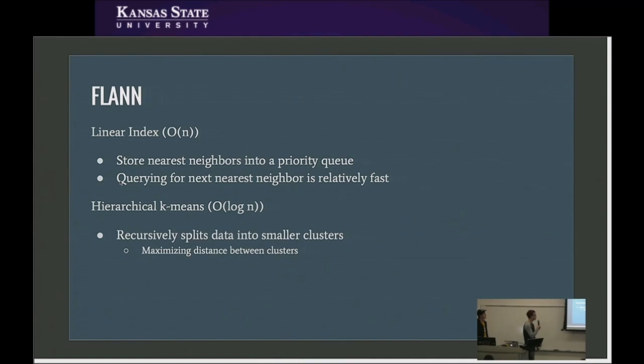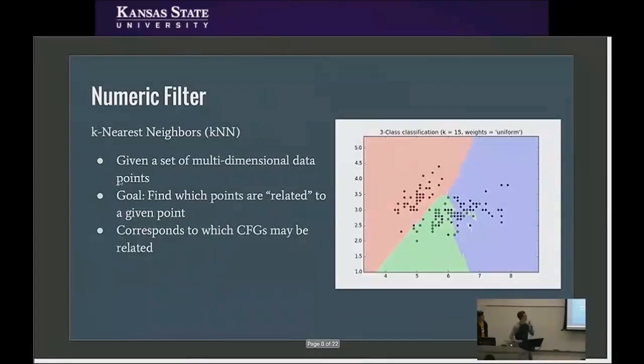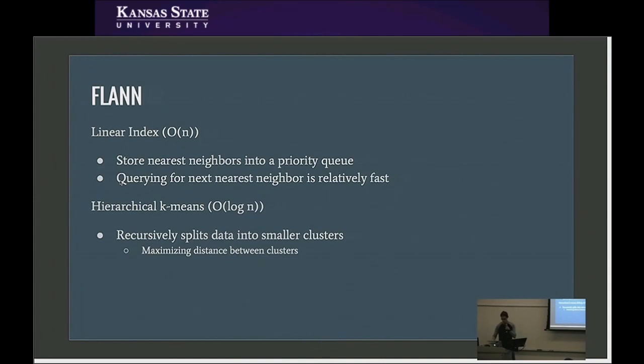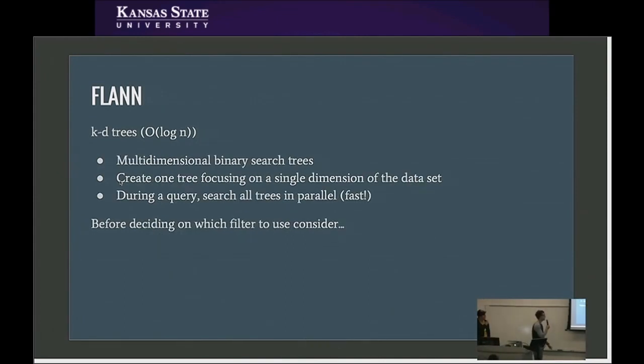And then hierarchical k-means, which had a log-n running time, recursively split the data into small clusters with the goal of maximizing the distance between clusters. The graph that I had earlier might not be very good, but it would take a cluster here with a larger distance between these, and separate them into those, and they would potentially be the ones that you want to check.